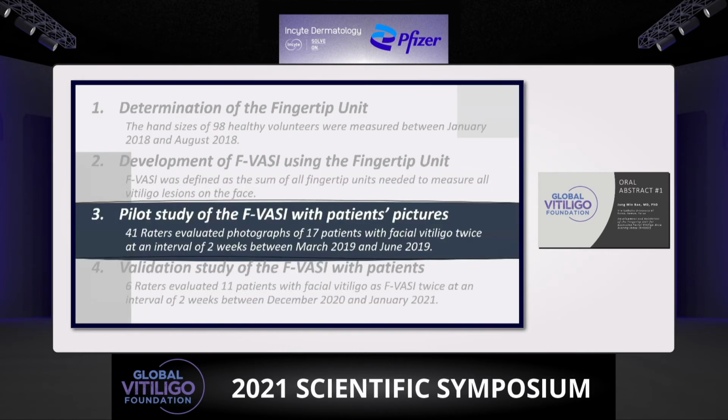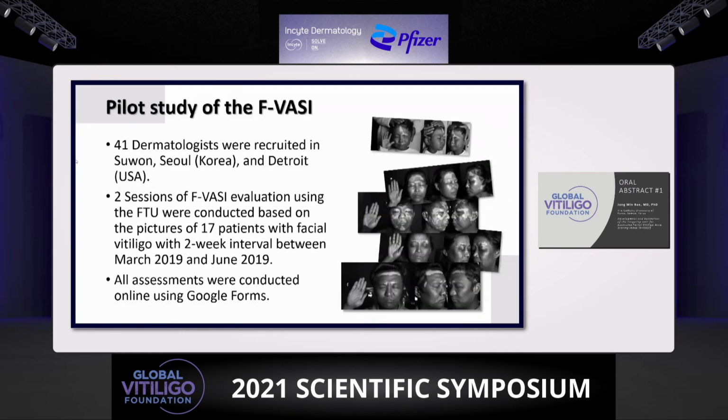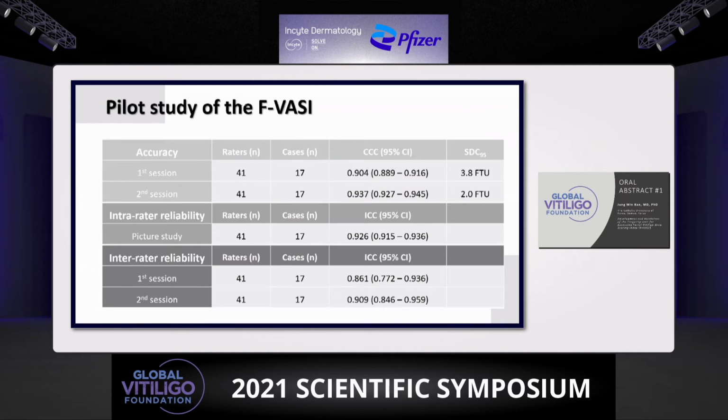Third, we conducted a pilot study of the facial VASI using the fingertip unit with patient pictures. 41 dermatologists were recruited in Suwon, Seoul, and Detroit. 2 sessions of facial VASI evaluation using the fingertip unit were conducted based on the pictures of 17 patients with facial vitiligo with a 2-week interval. All assessments were conducted online using Google Forms. In the pilot study, the facial VASI using the fingertip unit showed high accuracy, intra-rater and inter-rater reliabilities.